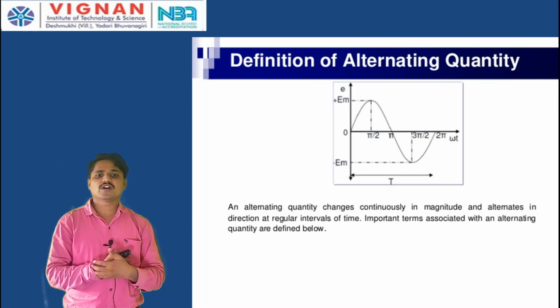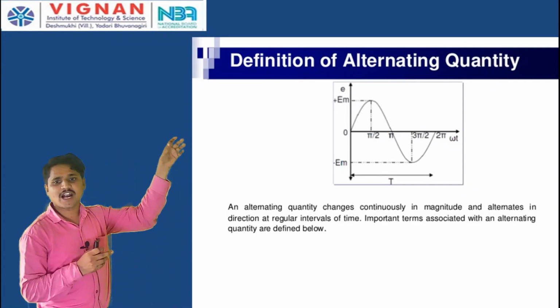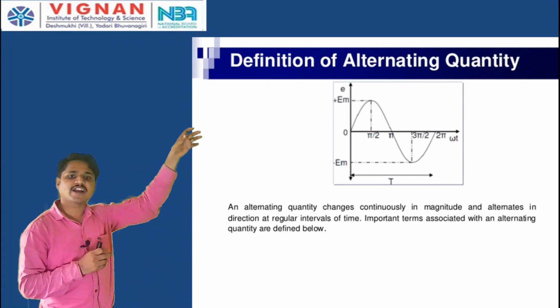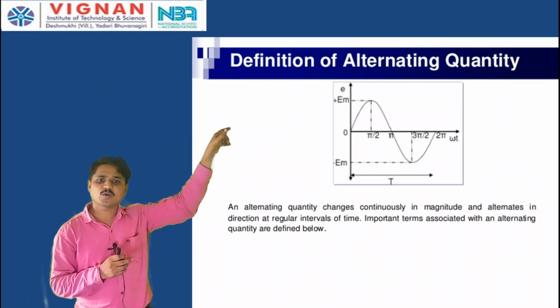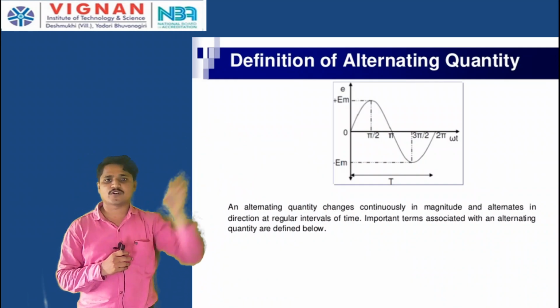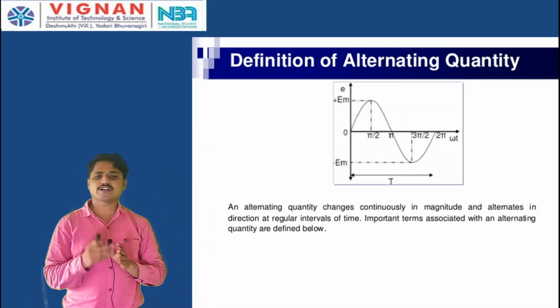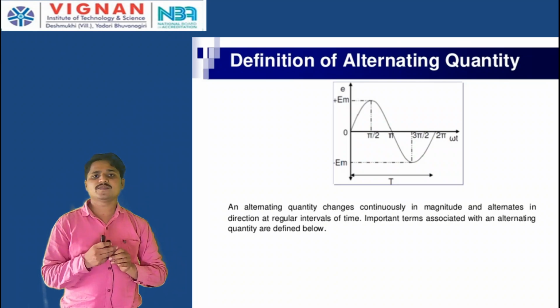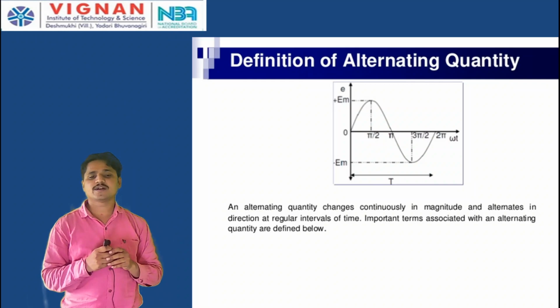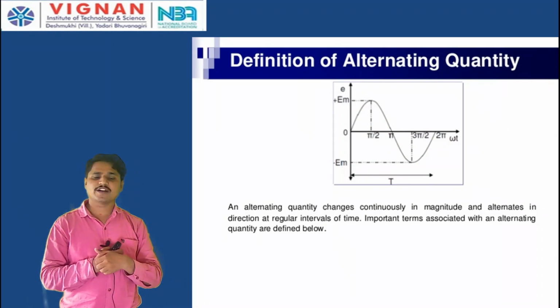An alternating quantity changes continuously in magnitude and alternates in direction at regular intervals of time. Here I am taking the sinusoidal waveform as the symbol, but the alternating quantity is not only the sinusoidal waveform. You can take any waveform which changes with time, where the magnitude and polarity of the waveform must change with time.